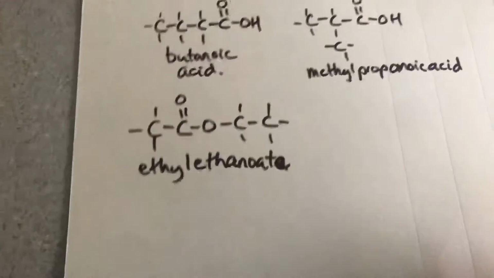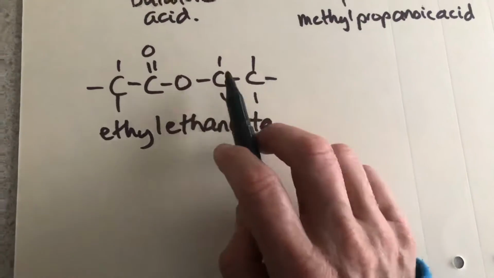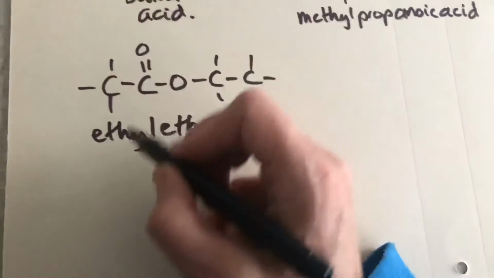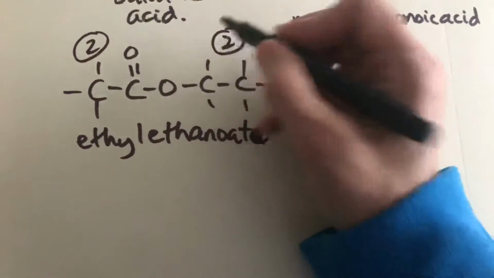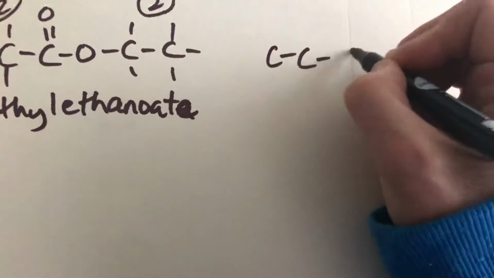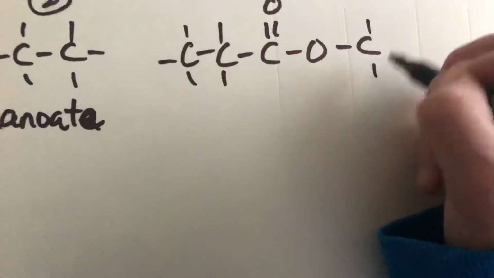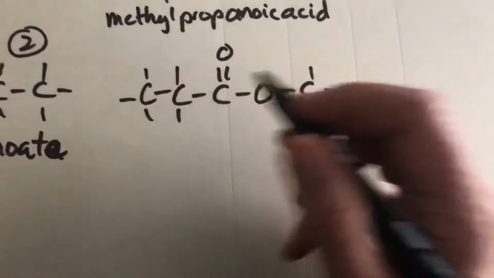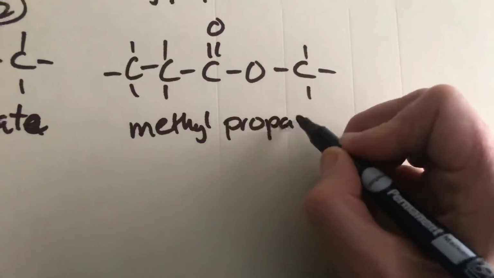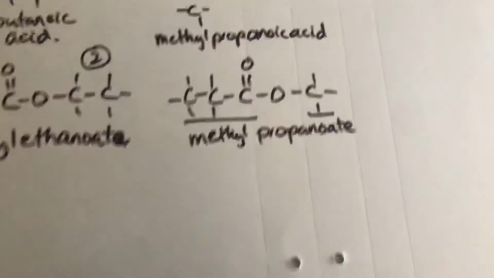Now with esters it's actually quite easy because all you need to do is change the number of carbons on each side, but you still need to have a total of 4. So I've got 2 on this side and 2 on this side. So let's go 3 and 1. Okay, 1, 2, 3 and 1. Okay, so that one there is methyl propanoate. Okay, methyl propanoate. Okay, let's do the reverse now.